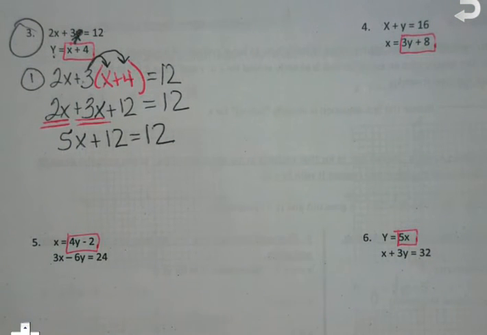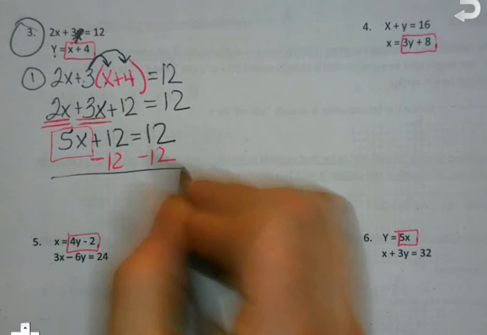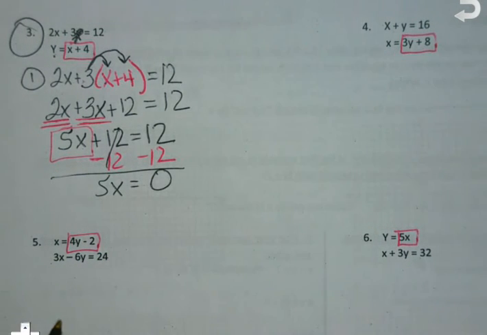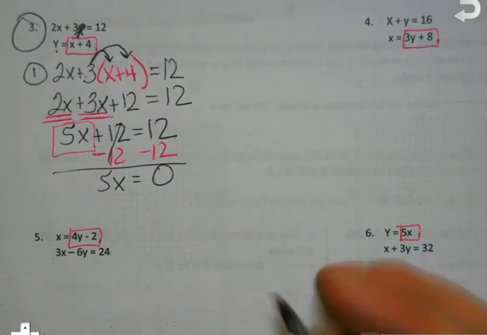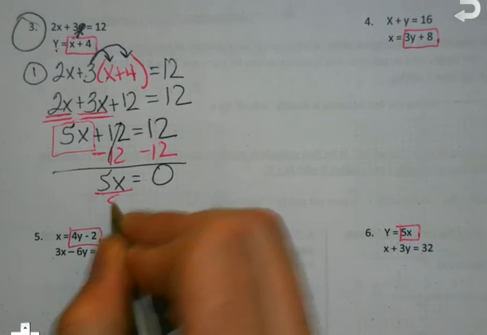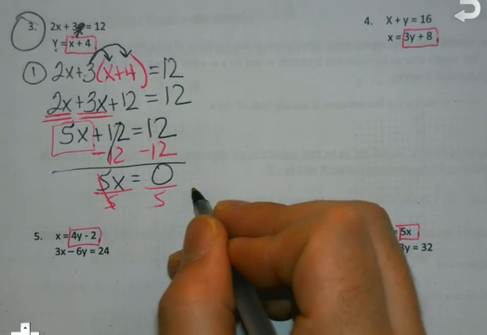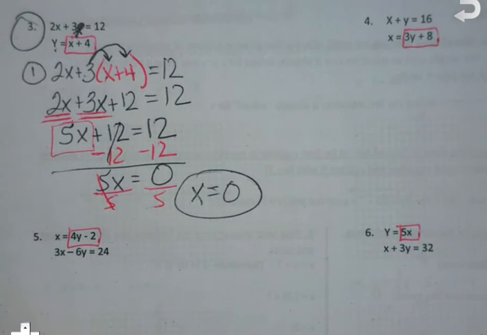Now the goal becomes get x's alone. How do I get rid of the 12? Subtract it. Awesome. Don't worry if you end up with 0. That's okay. Perfectly legitimate. Because what's anything divided by? It's anything. 0 divided by anything equals 0. What's 0 divided by 5? 0. I got my x.